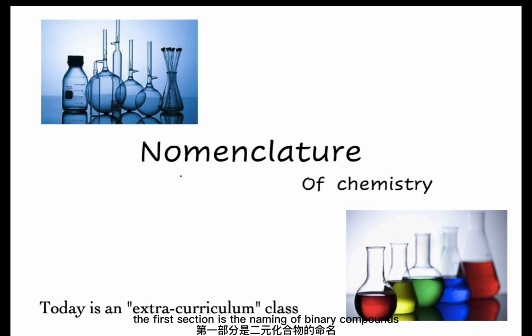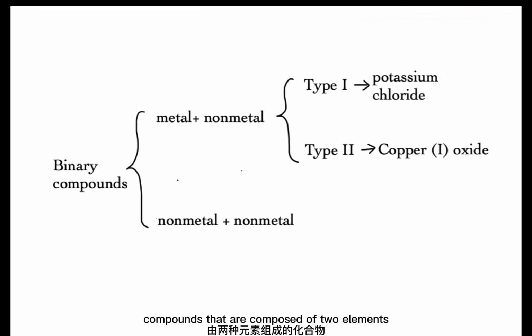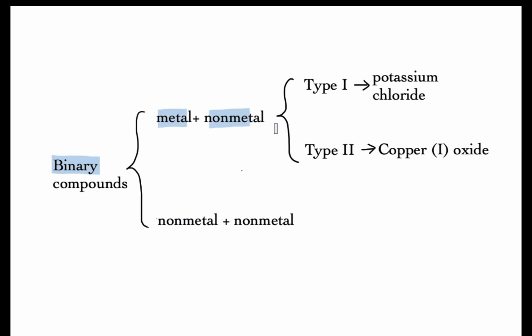The first section is the naming of binary compounds. Compounds that are composed of two elements. They are categorized into two groups. One group of binary compounds contain a metal and a nonmetal. The other group contains two nonmetals.